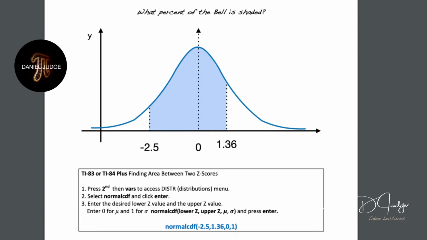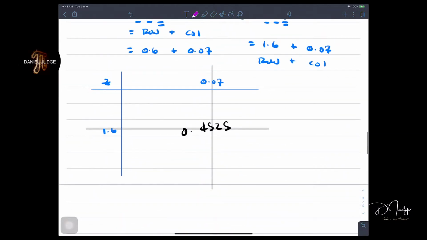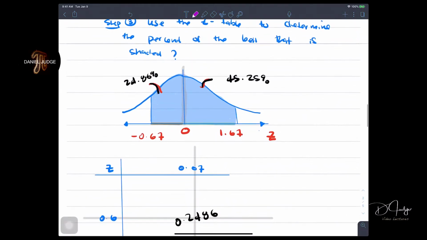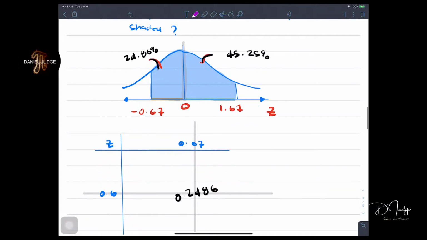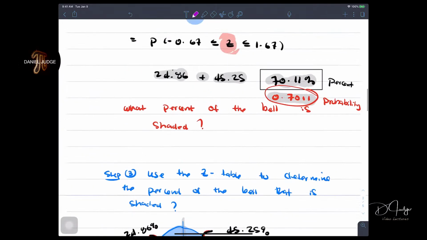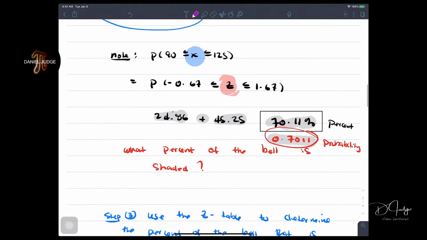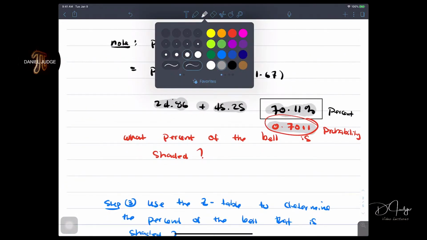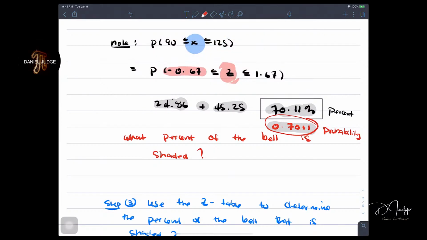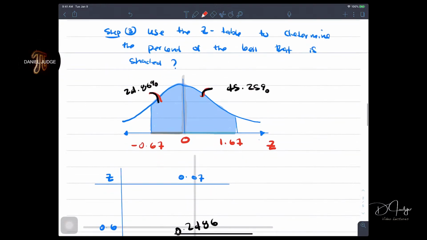So here's my procedure. Press the vars function or the distribution menu, look for normal CDF, and then click enter. So we have normal CDF. So let's go back to the iPad. And let's remember what we're trying to do. They're talking about a Z distribution. They're talking about this right here. Okay? And in fact, I put it in our note somewhere. Yeah. They're talking about this right here. How do you find this answer, which is the same as my picture right here.